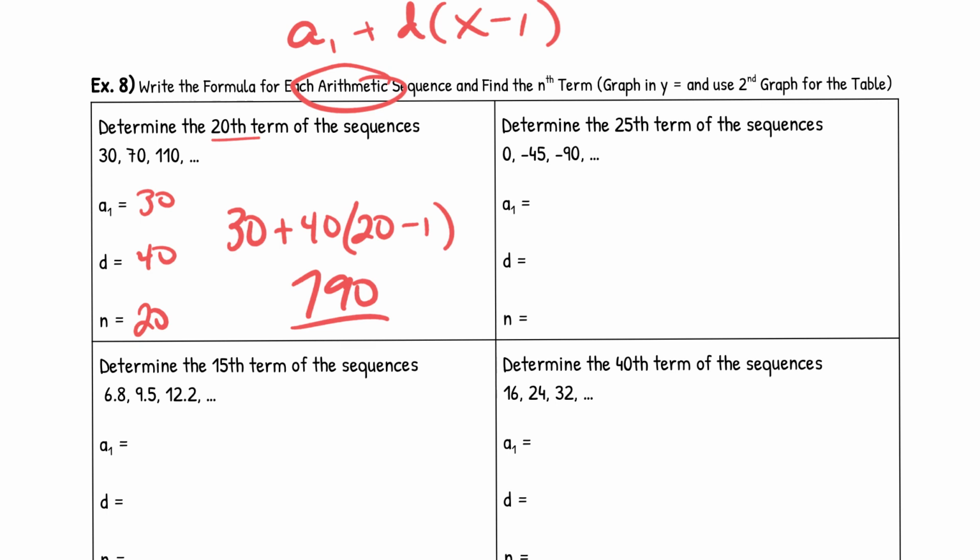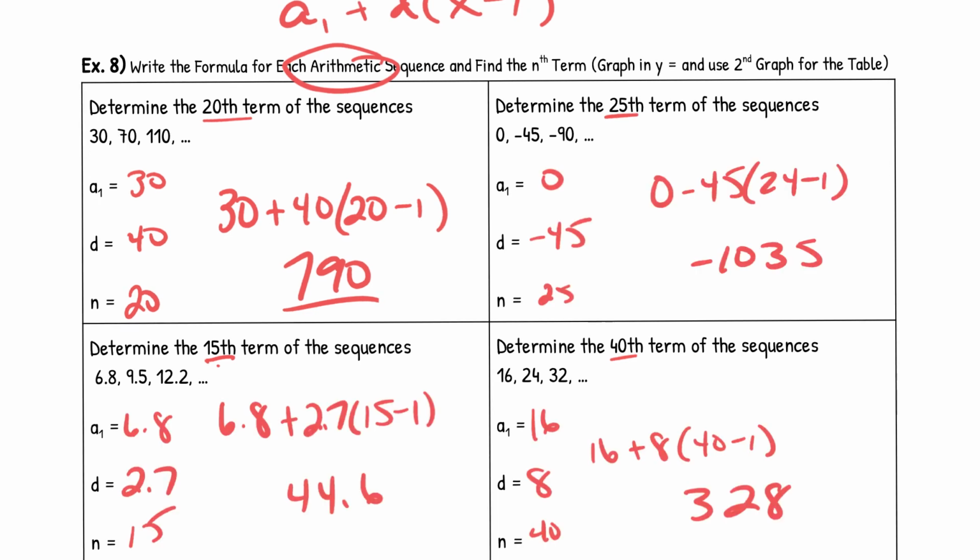Now I want you to try the next 3. For the next one, determine the 25th term. For the third one, the 15th term, and for the last one, the 40th term. Go ahead and pause it, and then check your answers in just a moment. Okay, take a second to check your answers. If you don't get those answers, check with your neighbor, find out if they got the same thing, how you made mistakes, and fix them.